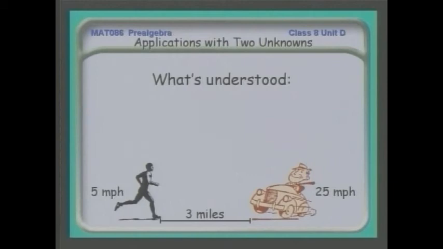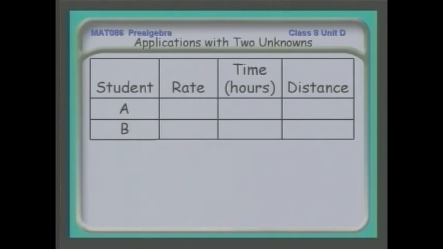There's something you also need to understand, because the distance, how far you go, is how fast you go times the time you're moving. And we're talking about distances here because they're 3 miles apart. And so the formula that we need to use here is that the distance is equal to the rate times the time. Let's fill things in here. First of all, student A leaves at 5 miles an hour.